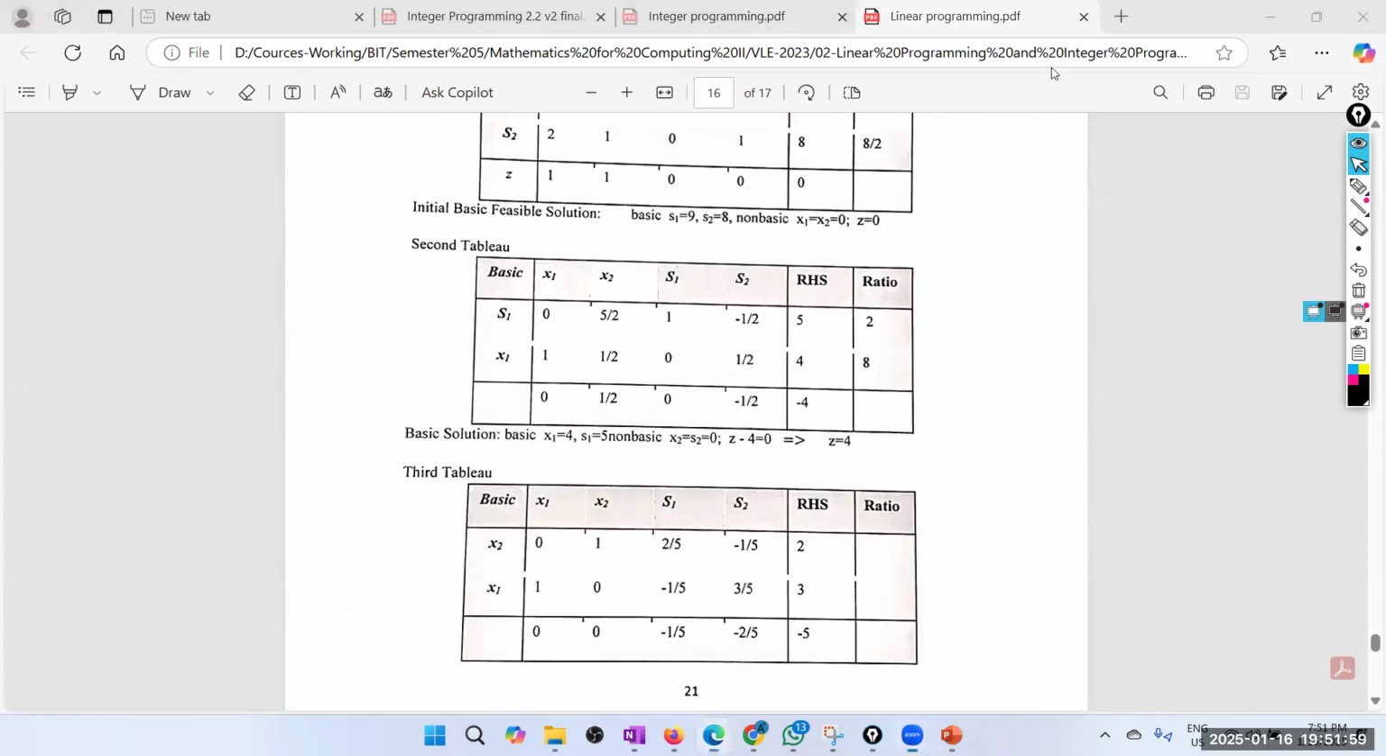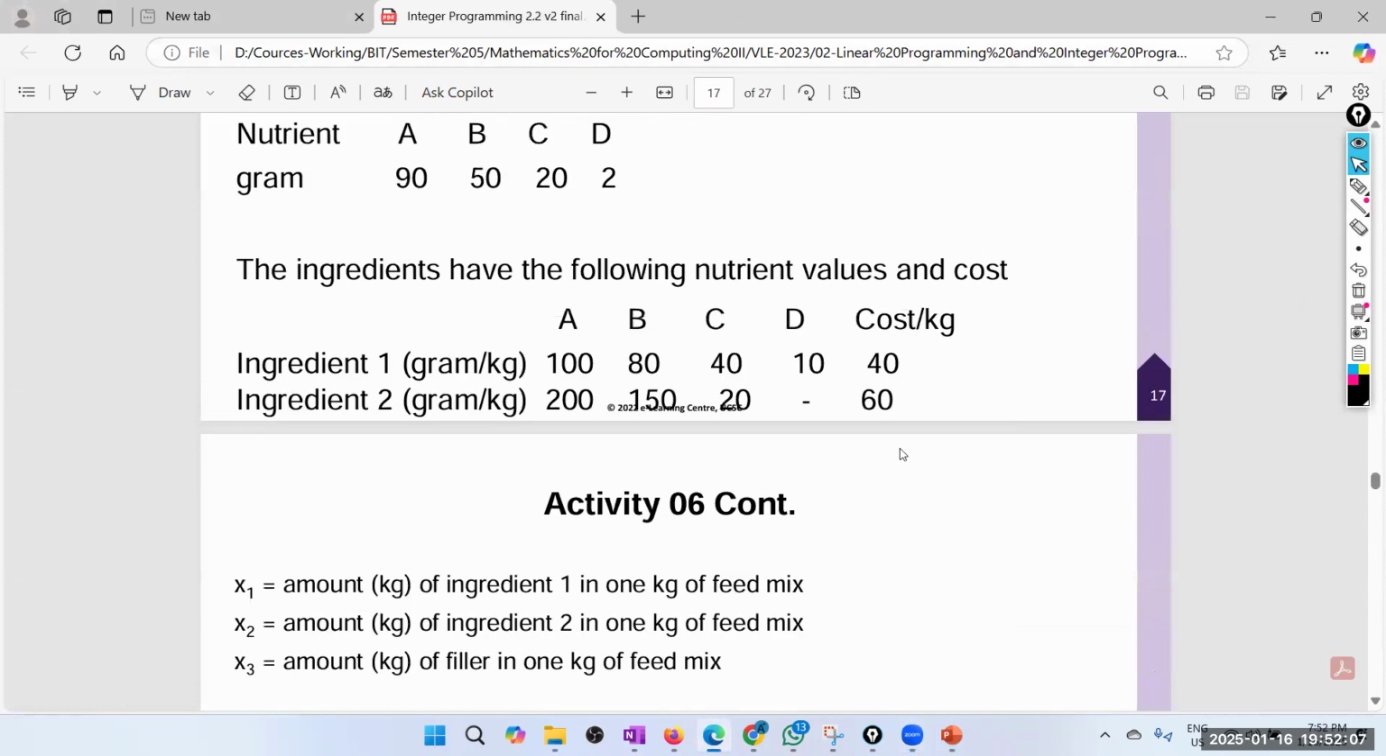So far they have not asked any simplex method question, but never know, right? Maybe this year. Right, so that is one thing I wanted to explain to you.